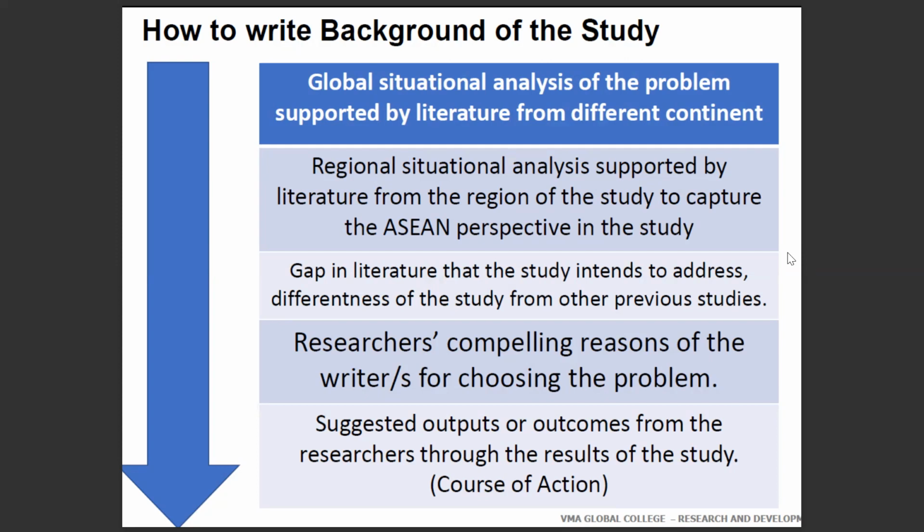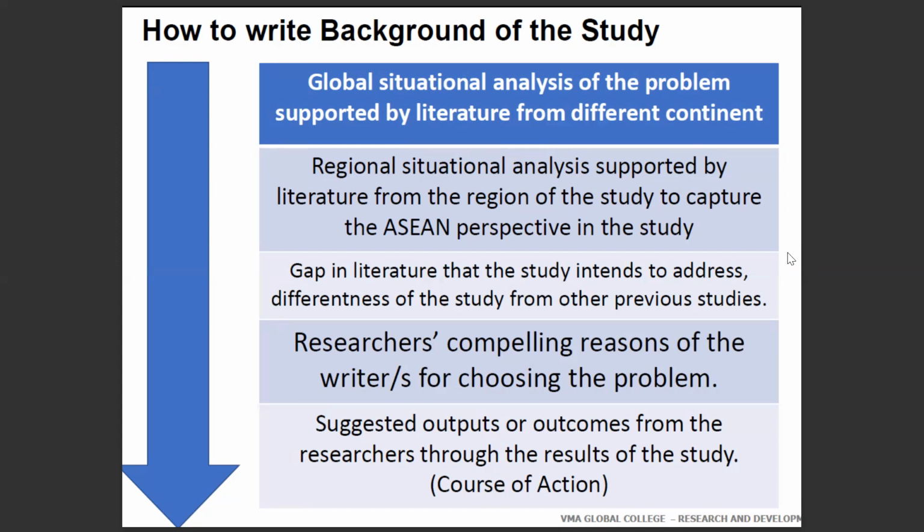It should be followed by a strong, compelling reason, the researchers' compelling reason for choosing the problem. So if you have a gap, you need to fill in the gap with your compelling reason. This is why you conduct the study. What is its relevance to the industry that you're currently working with or to your fellow students, for example.